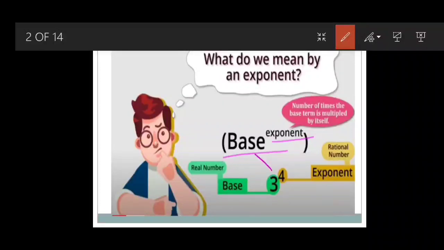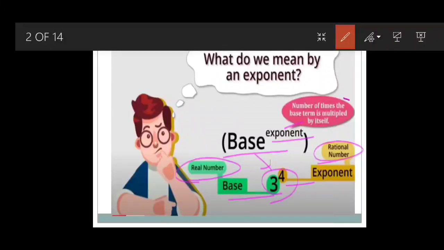By taking one simple example, suppose we have 3 to the power 4. Here 3 is known as the base and 4 is the exponent. Now, the thing you should note down is that the base should always be a real number and the exponent is always in the form of a rational number. An important point to be noted by everyone.